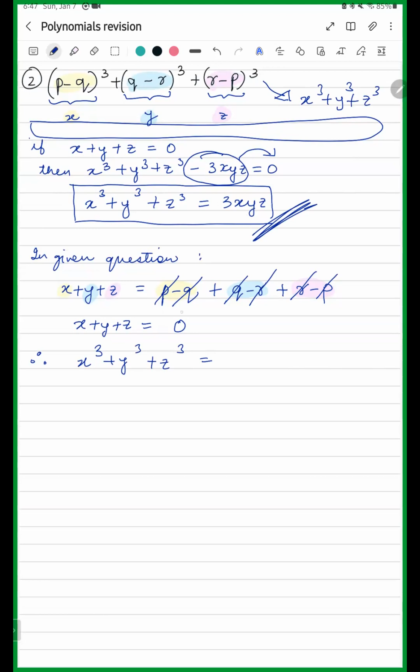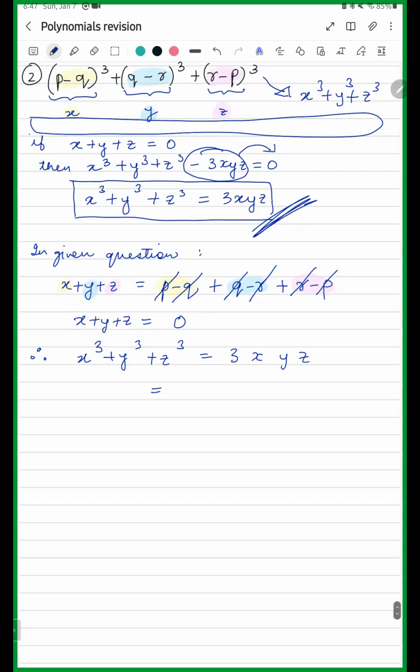It is 3xyz. It's not 0. X plus y plus z is 0, so x cube plus y cube plus z cube is 3xyz, 3 into x into y into z. Now, what is x and y and z again? Because in the question, there was no x, y, z. We only assumed x, y, z by ourselves. So we have to replace it with what was there in the question originally.